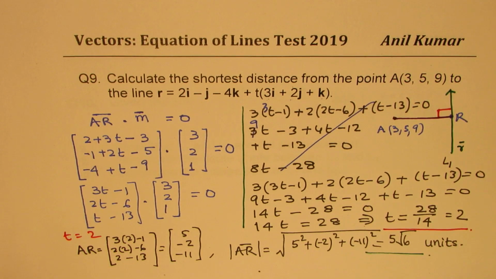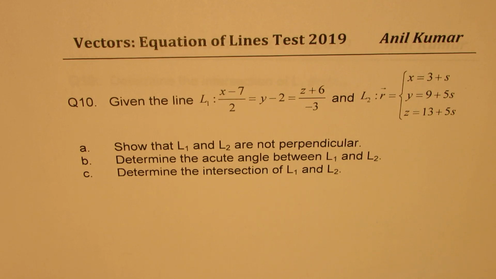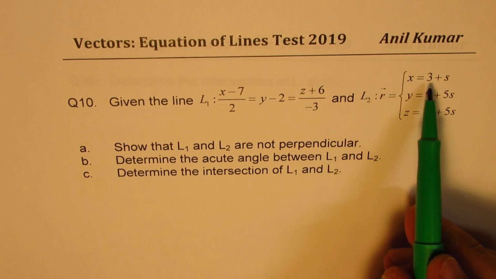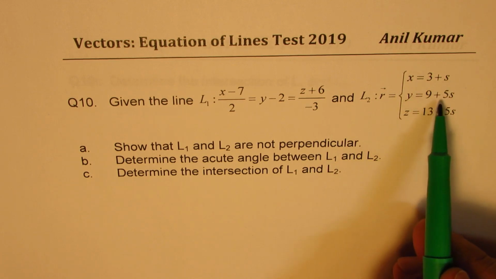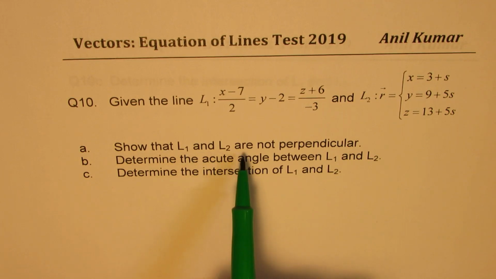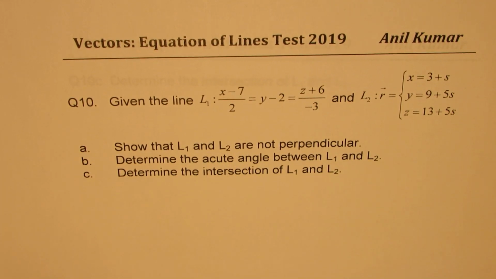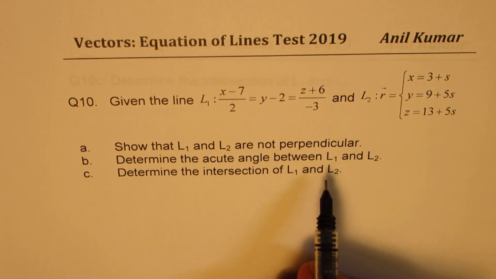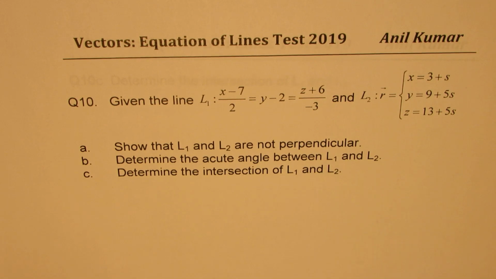Perfect. Now let's move on and take question number 10. Given the line L1, (x minus 7) over 2 equals y minus 2 equals (z plus 6) divided by minus 3, and L2, which is x is 3 plus s, y is 9 plus 5s, z is 13 plus 5s, show that lines L1 and L2 are not perpendicular. Okay, so to show that they are not perpendicular, we have to basically find the dot product. It should not be 0. Correct? So let's do part A.